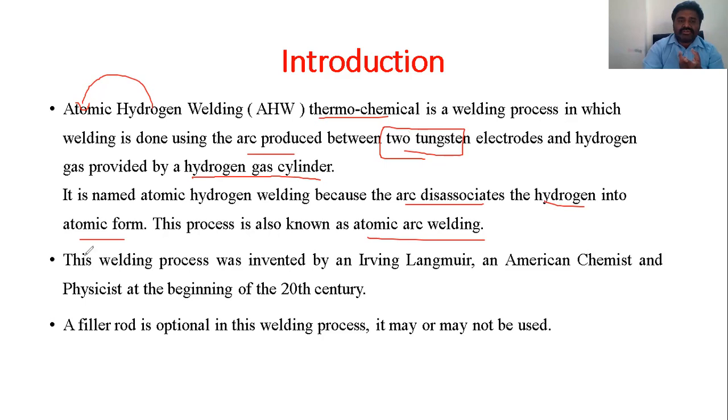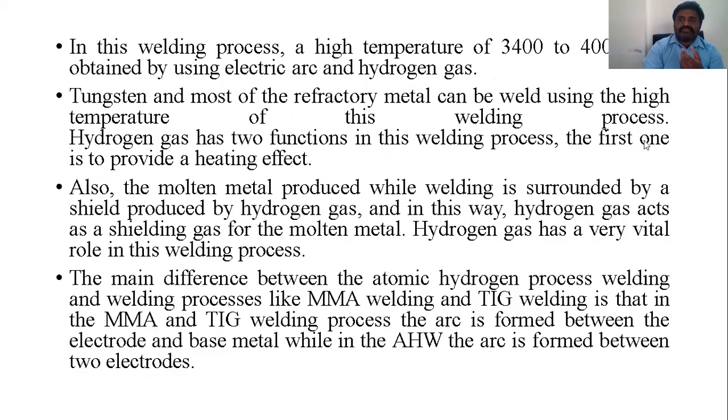This welding process was invented by Irving Langmuir, an American chemist and physicist, at the beginning of the 20th century. A filler rod is optional in this welding process. It may or may not be used, depending on the situation and the work material.